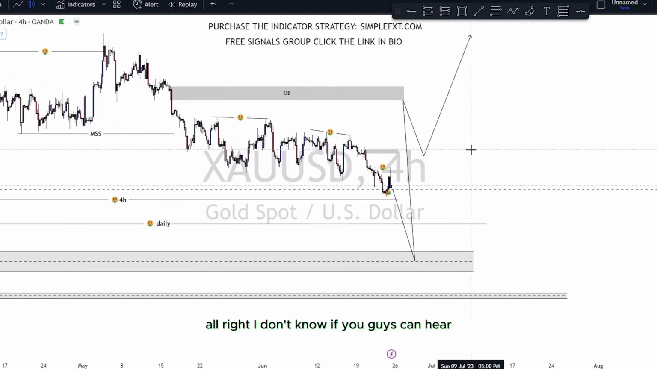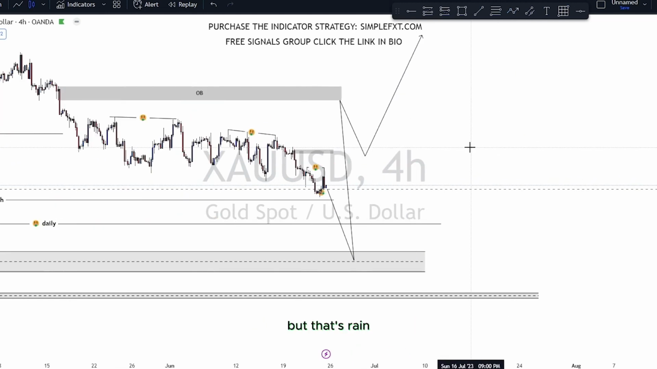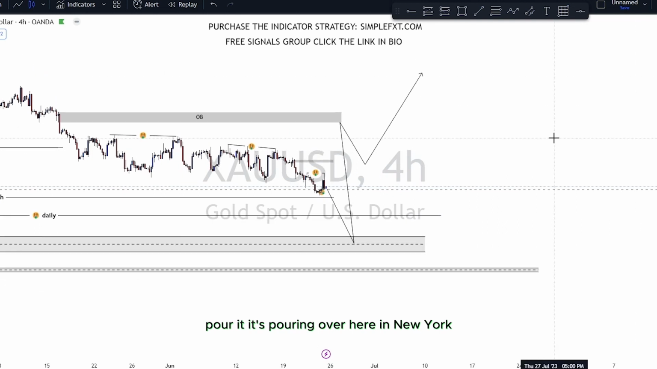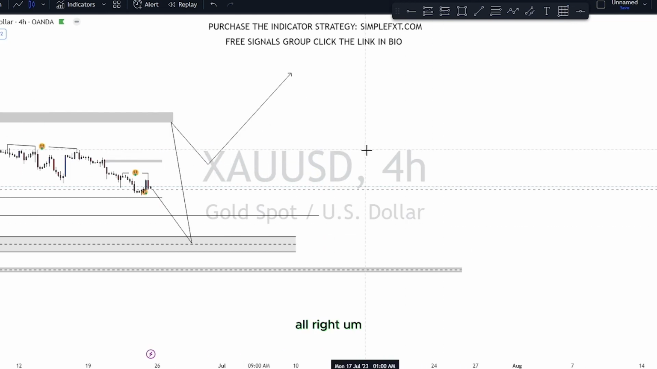All right, I don't know if you guys can hear the noise in the background, but that's rain pouring. It's pouring over here in New York. Trust me, it's crazy.